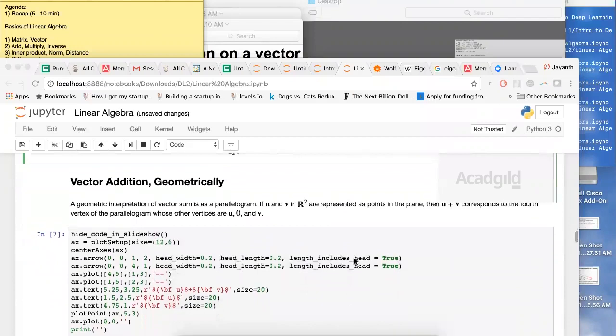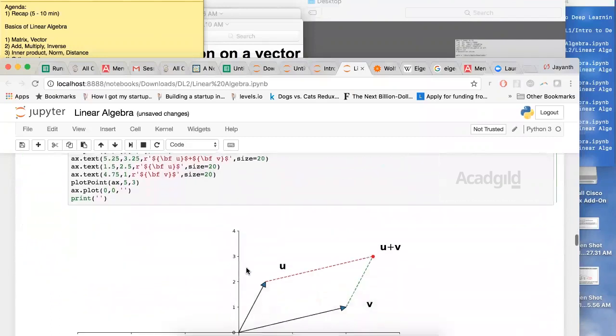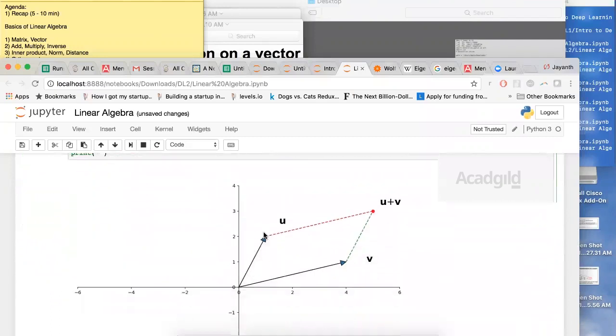In terms of vector addition or geometry, again, referencing the syntax above. So we have a vector u, a vector v. We recall u plus v, which can also be denoted as this. This is u plus v.